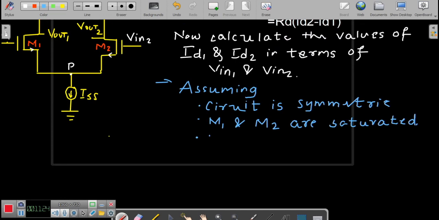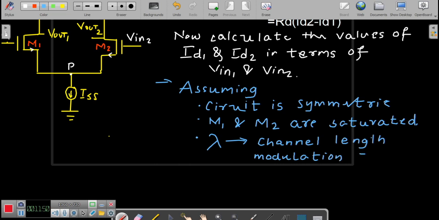one more point, that is lambda. Okay, we have not yet come across this, right? So this lambda is called channel length modulation. I don't know whether you have heard about this word in your analog electronics or not. Otherwise also we will discuss about this channel length modulation. The lambda value is equal to 0. There is no need for the channel length modulation. I will tell you when we discuss the current mirror circuits, right?